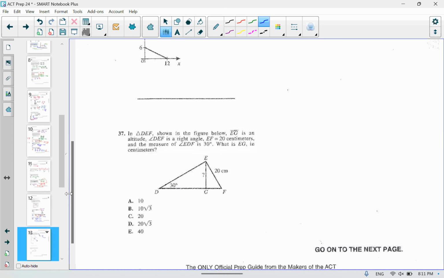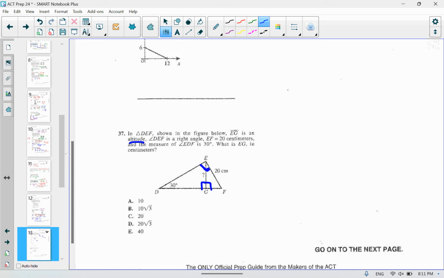Okay. And EG is an altitude. EG is an altitude, which means I know that this is a right angle. So this has to be a right angle. EF is 20, which is labeled. EDF is 30, which is labeled. Okay. Angle DEF is a right angle.